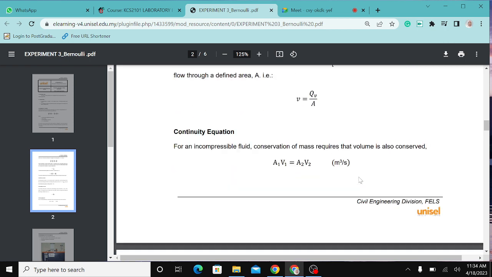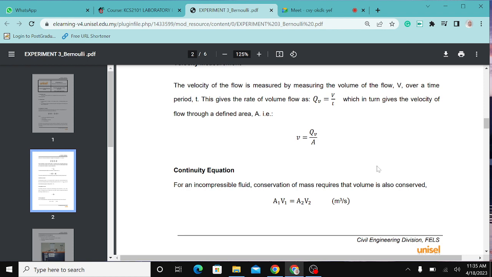Okay, next is the continuity equation. You can see the continuity equation when you have an incompressible fluid. Conservation of mass requires that the volume is also conserved. That means you have this kind of situation: A1 times V1 is equal to A2 times V2. So A means the area or defined area, and V1 is the velocity of the flow.